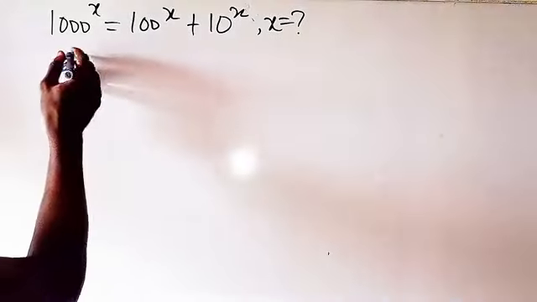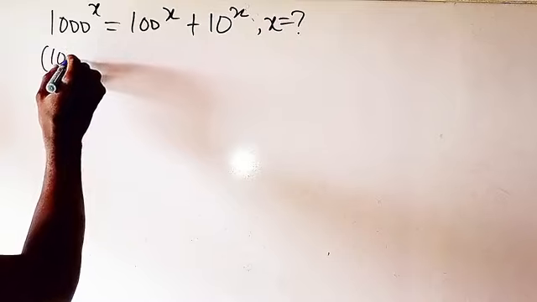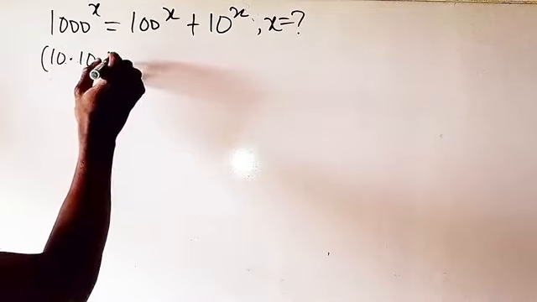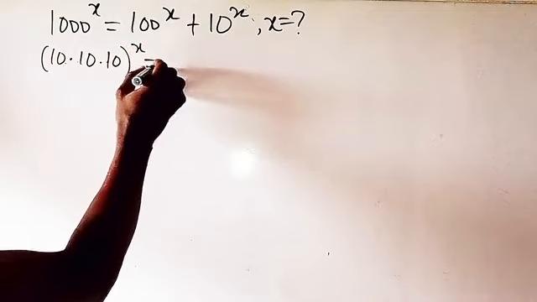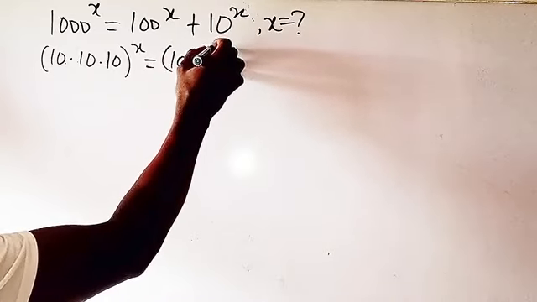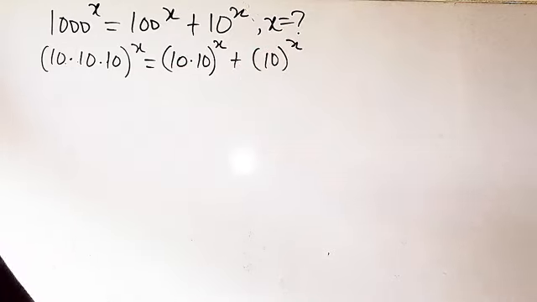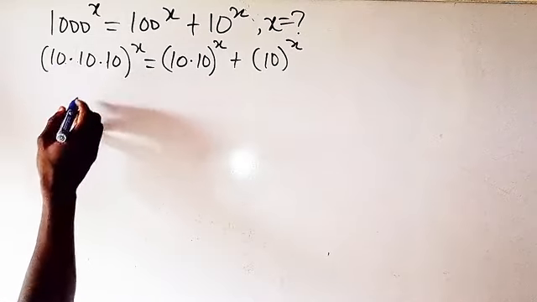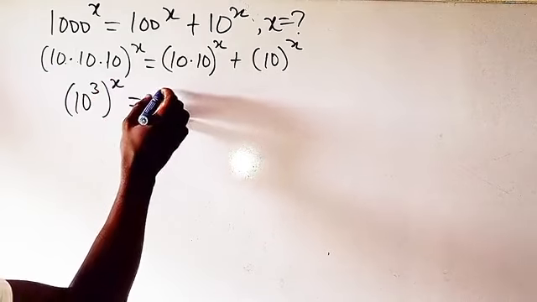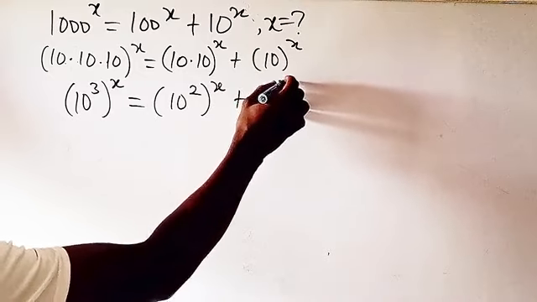We are going to rewrite this equation. This 1000 can be written as 10 times 10 times 10, all to the power of x, equals 10 times 10, all to the power of x, plus 10 to the power of x. So 10 times 10 times 10 can be 10 to the power of 3, then to the power of x equals 10 to the power of 2, to the power of x, plus 10 to the power of x.